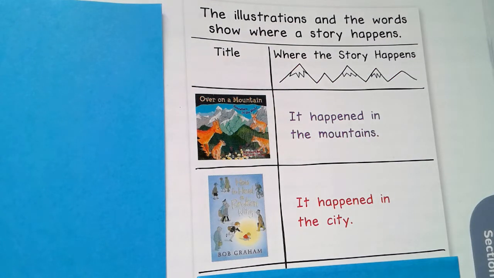Hi, Coal Colts. We're going to spend a couple of days in these mini lessons talking about the setting. The setting is where a story takes place or where the story happens. And the illustrators and authors help you to figure that out using words and pictures. So today we're going to talk about how the illustrations and the words show where a story happened.